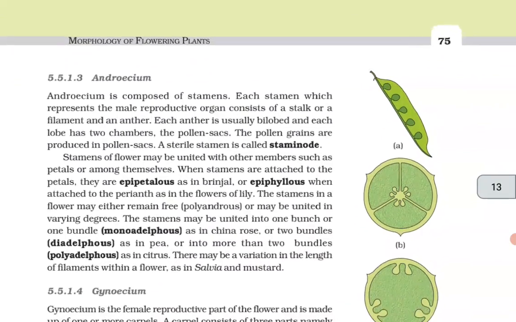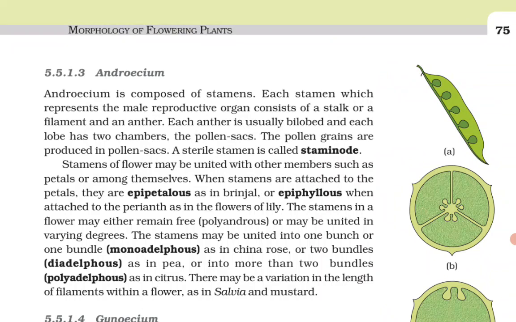Androecium. Androecium is composed of stamens. Each stamen which represents the male reproductive organ consists of a stalk or a filament and an anther. Each anther is usually bilobed and each lobe has 2 chambers, the pollen sacs. The pollen grains are produced in pollen sacs. The sterile stamen is called staminode.